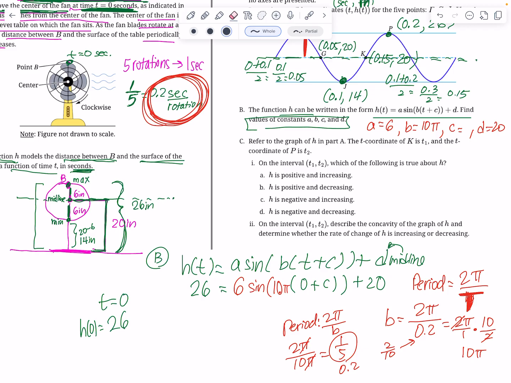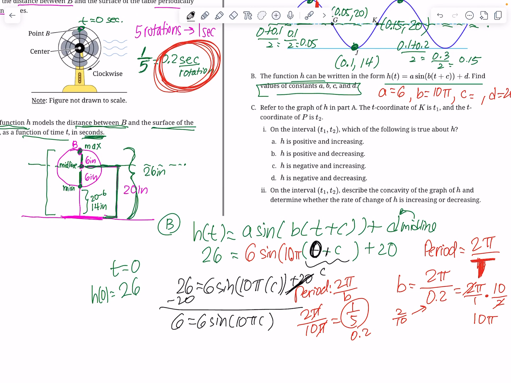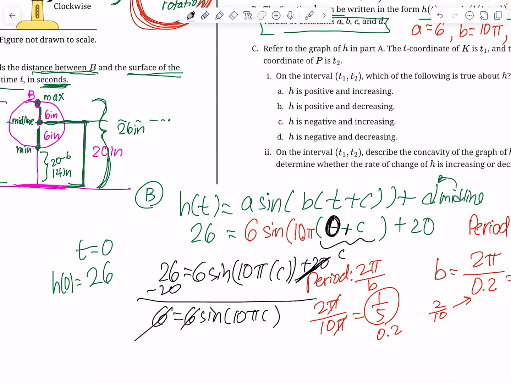So 0 plus C, that's 0 plus C, and that was C. And so we have 26 equals 6 sine of 10 pi C plus 20. Then the opposite of plus 20 is minus 20, so I do that on both sides. Then the opposite of multiplication is division. Divide both sides by 6, so I'm left with 1 on the left.